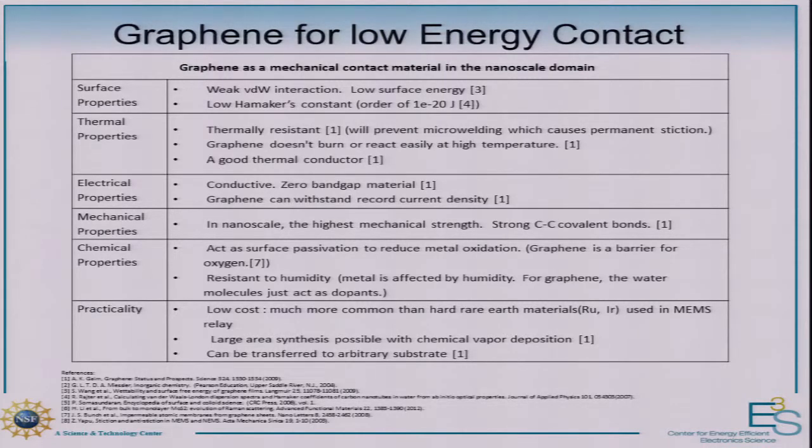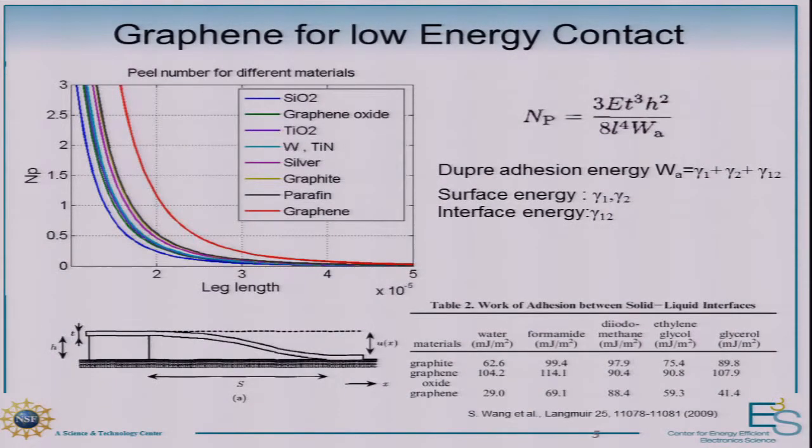Large area synthesis is possible with the CVD method. And most of all, it can be transferred at room temperature to any arbitrary substrate. So I've looked into some of the low energy materials and wanted to look into how good this graphene is as a contact material. So I looked into a figure of merit called the Peel number.